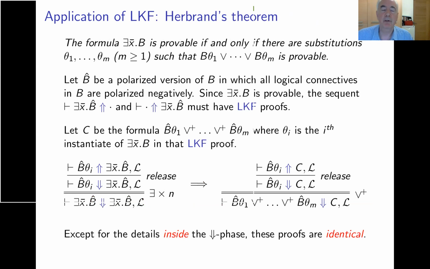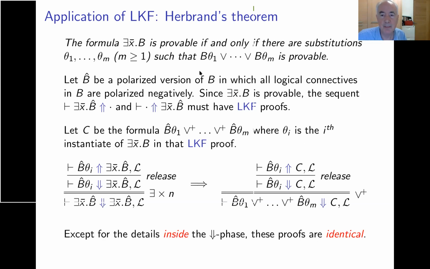Another application of LKF, you can immediately get Herbrand's theorem. So what's that and how? Let's assume we have a formula with a quantifier prefix, some sequence of existentials, and then B is a propositional formula. So Herbrand's theorem says this is a theorem if and only if there's a non-empty set of first order substitutions for the variables x1 of the x bar variables, such that this disjunction of all those instances is provable.